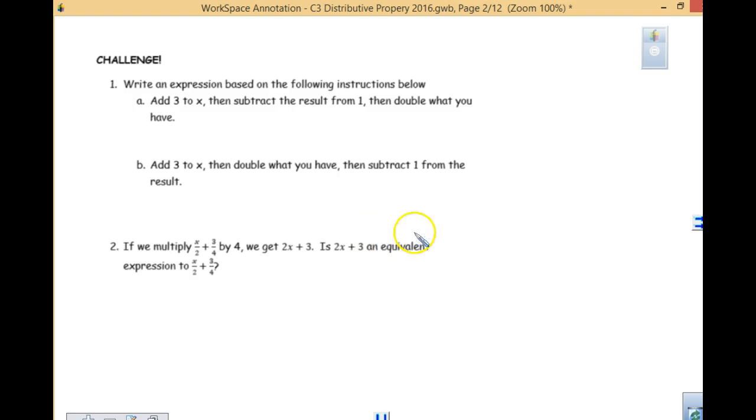As we are taking a look up here, it says write an expression based on these instructions. Add 3 to x. That's this. Then subtract this result from 1. So this result, put it in a parenthesis, please, and take 1 minus that.